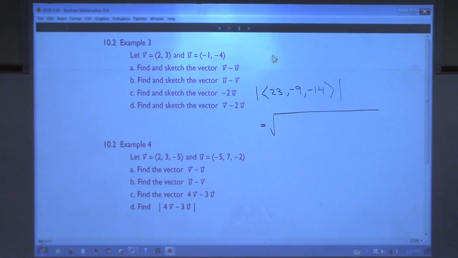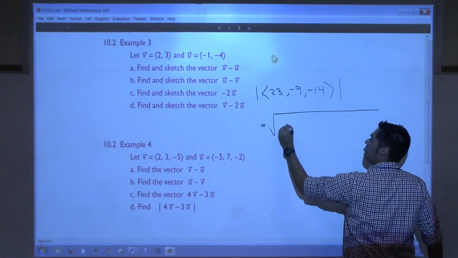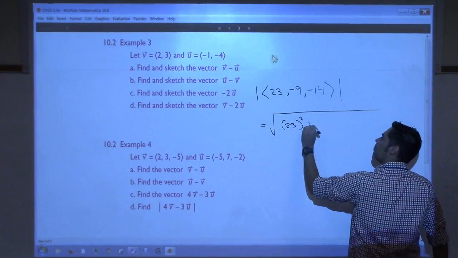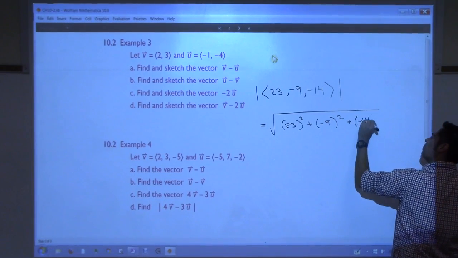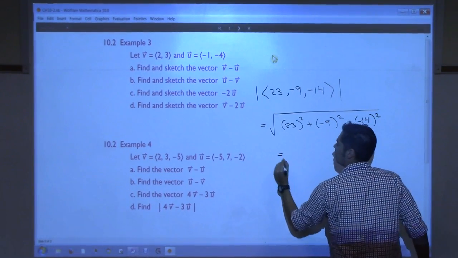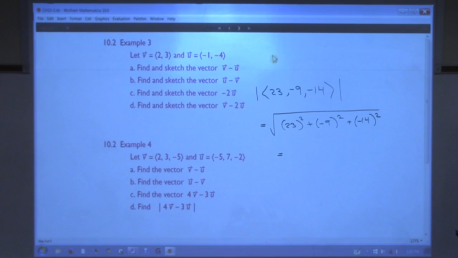What's 23 squared plus negative 9 squared plus negative 14 squared? So what's 23 squared? I thought y'all were going to help me out. I guess I'm on my own up here.